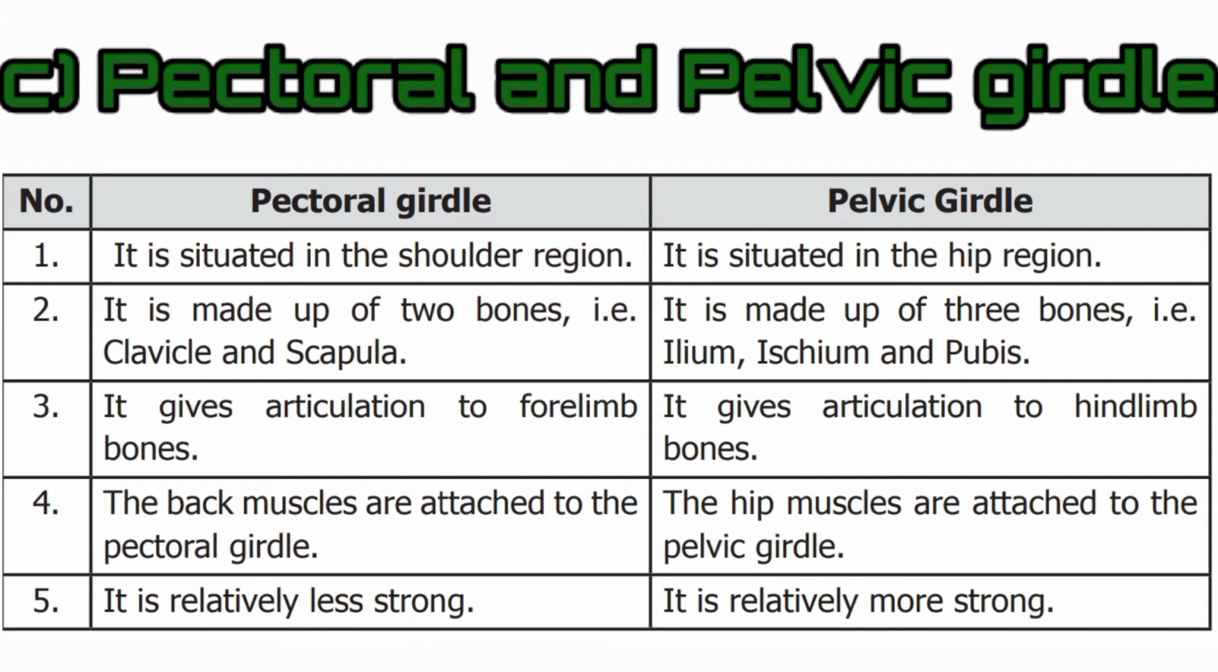ilium, ischium and pubis. Pectoral girdle, it gives articulation to forelimb bones. Pelvic girdle, it gives articulation to hind limb bones. Pectoral girdle, the back muscles are attached to the pectoral girdle. Pelvic girdle, the hip muscles are attached to the pelvic girdle. Pectoral girdle, it is relatively less strong. Pelvic girdle, it is relatively more strong.